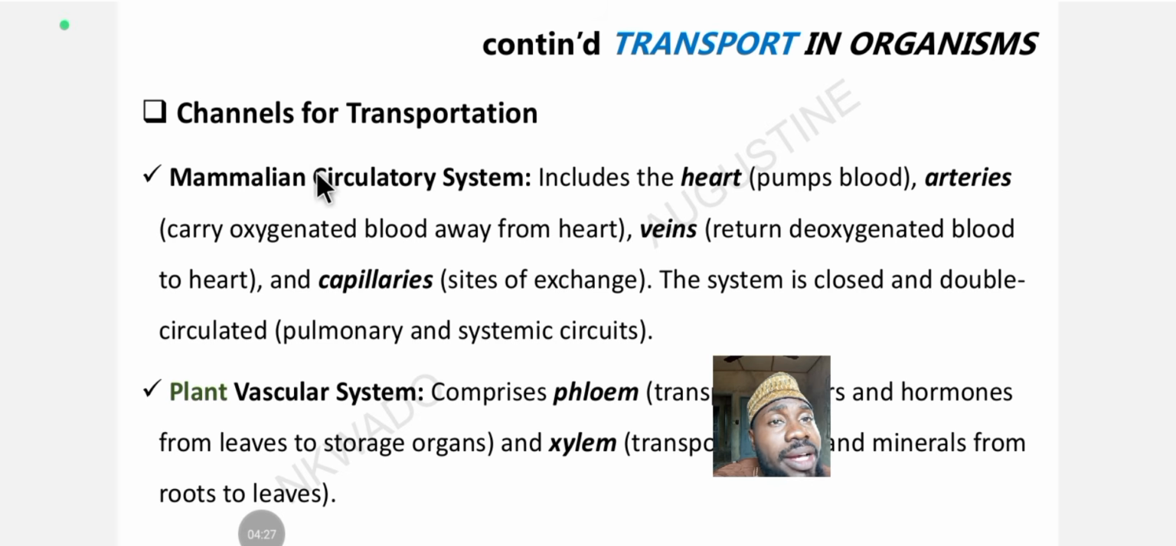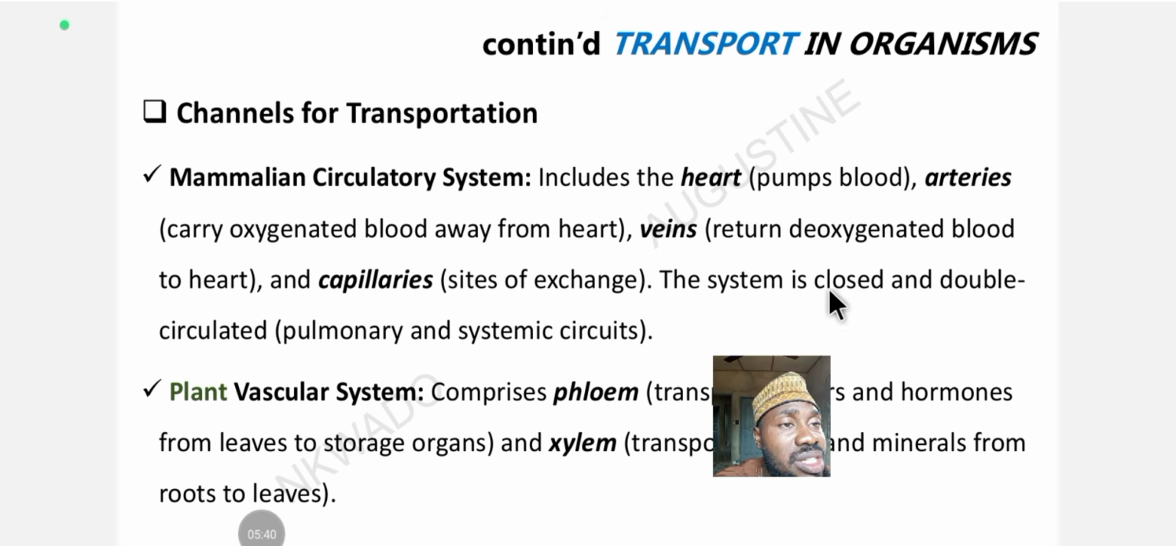What are the channels for transportation? The first one we have here is the mammalian circulatory system. When we say the channels for transportation, we are trying to say the means for transportation. In mammals, it is the circulatory system that is the means for transportation. The circulatory system includes the heart, which pumps blood, the arteries, which carry oxygenated blood away from the heart, while the veins return the deoxygenated blood to the heart. And capillaries are the site of exchange, okay? That's where oxygenated blood turns to deoxygenated blood. That's where oxygen diffuses out of the blood and carbon dioxide diffuses into the blood, okay?